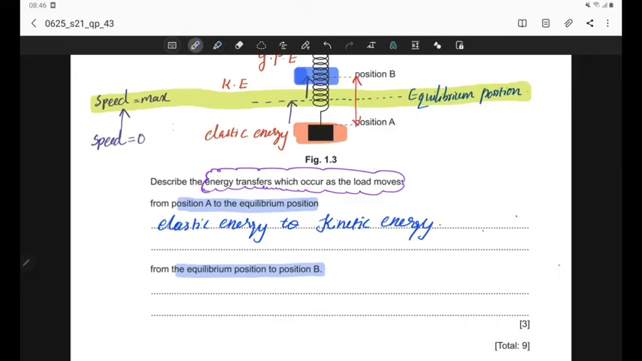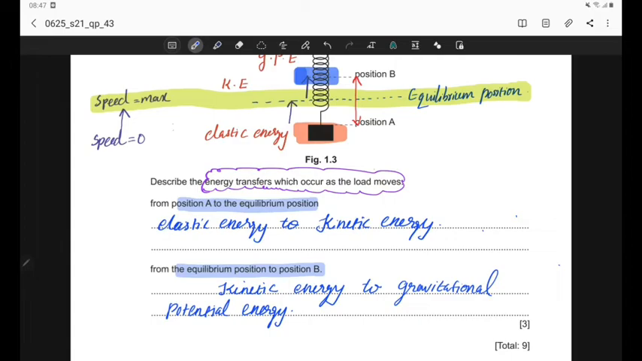So at the equilibrium position, speed is maximum. At position B, height from the ground is maximum. So we can write from kinetic energy, because at the equilibrium position the load will have a maximum kinetic energy, to gravitational potential energy at B. It's because at B, the height from the ground is maximum, and when the height increases, the gravitational potential energy increases.